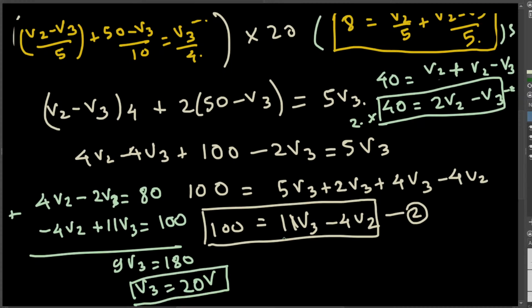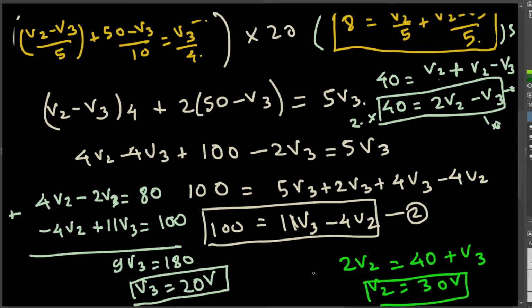If we have V3, we can find out V2 easily by putting it in one of these equations. This one is the simplest equation, so I'm going to plug it in right here. Let me use a different color for it. Let's rearrange this equation in terms of V2. So 2V2 is equal to 40 plus V3. 40 plus 20, that's 60. Therefore V2 is going to be 60 divided by 2, that's 30 volts.